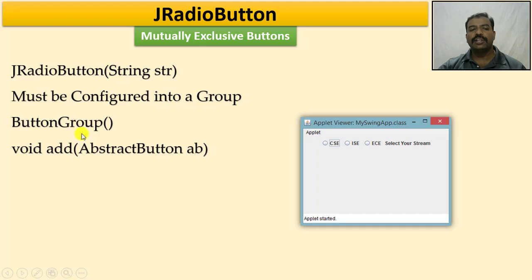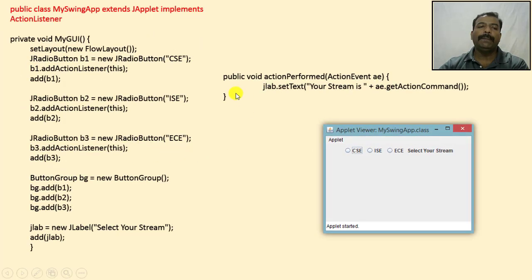So for that, I am going to use the constructor ButtonGroup. And whatever buttons I create, I am going to add the button to the ButtonGroup using the method add. So this is going to add a particular radio button to a particular group. And using these functions, I am going to implement it now.